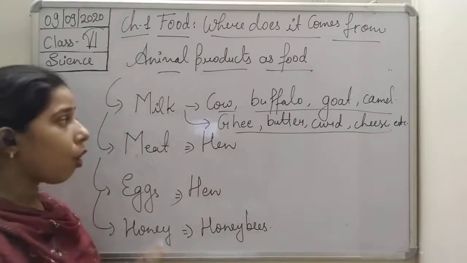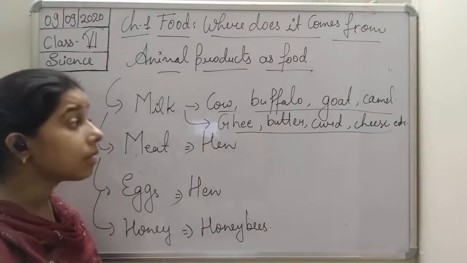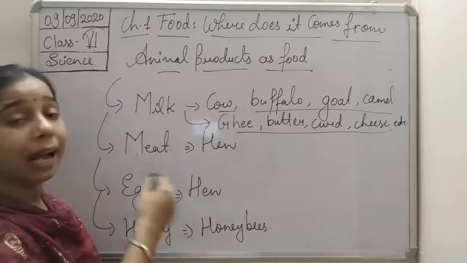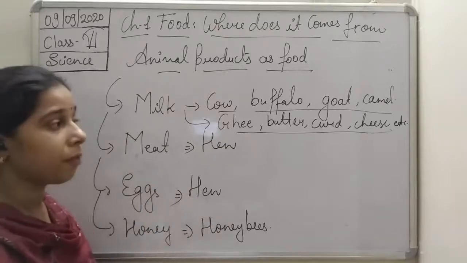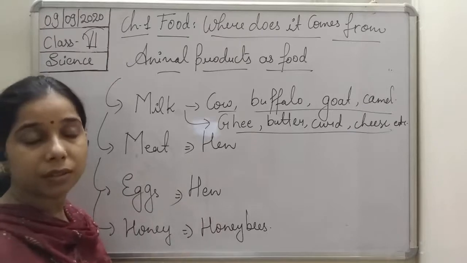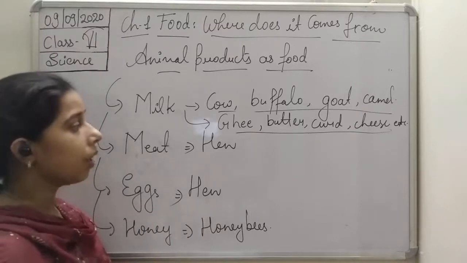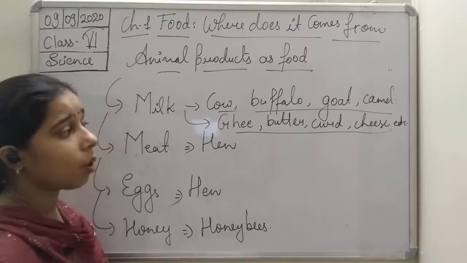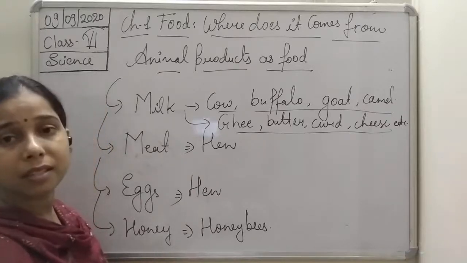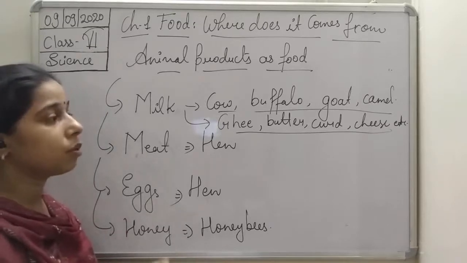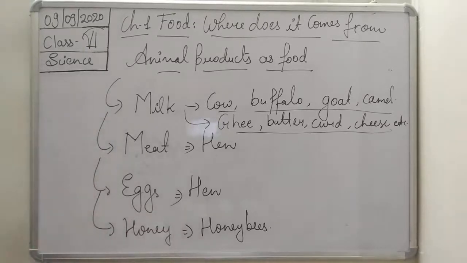So we obtain milk from all these animals, and it is very important and very nutritious. It can be converted into different types of products, and we use them for different purposes. Ghee is there, butter is there, curd is there, cheese is there. All these are forms of milk itself. We convert milk into these different forms.